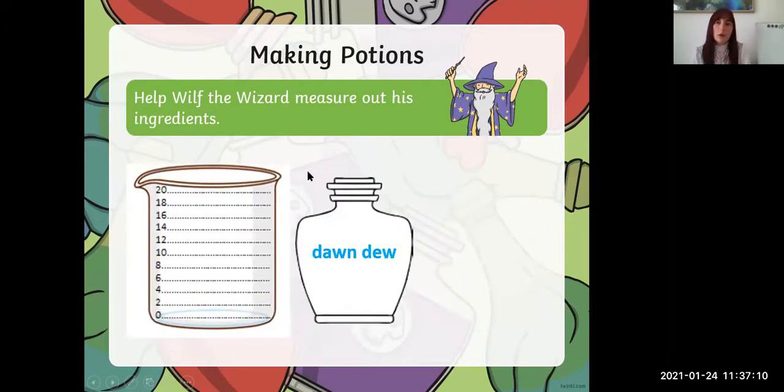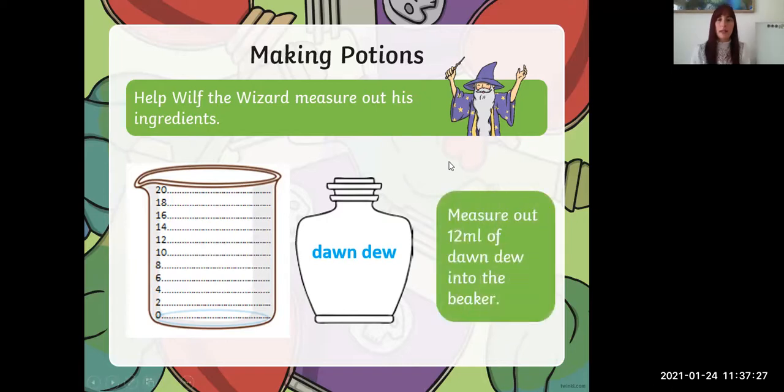Now, look at this beaker carefully because the scale has changed. Instead of every number being labelled, this time we're counting in twos. Look, 2, 4, 6, 8. So each line now is 2 millilitres. Let's see what we need to do.